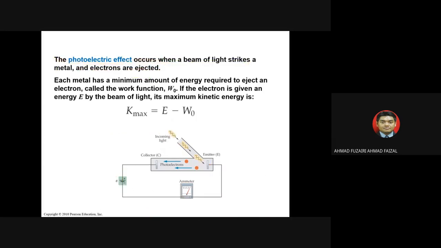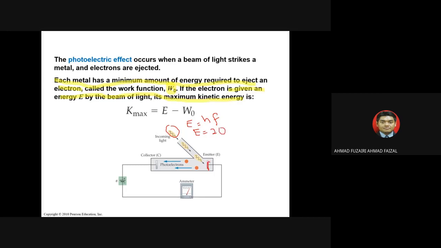It is mentioned here, each metal has a minimum amount of energy required to eject an electron, called the work function. So if the electron is given an energy E by the beam of light, its maximum kinetic energy is given by this equation. So think this way. For example, this photon has energy given by E equals hf. Now to simplify these things, let's say I just take a random value. Let's say the energy of this photon is 20, for example.